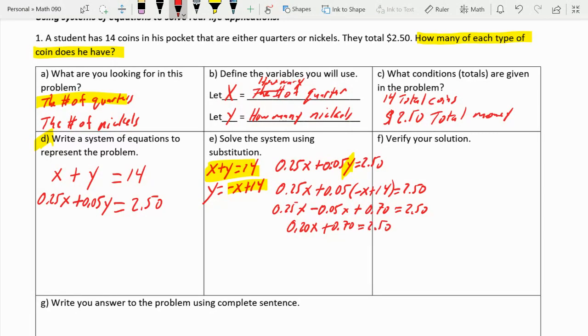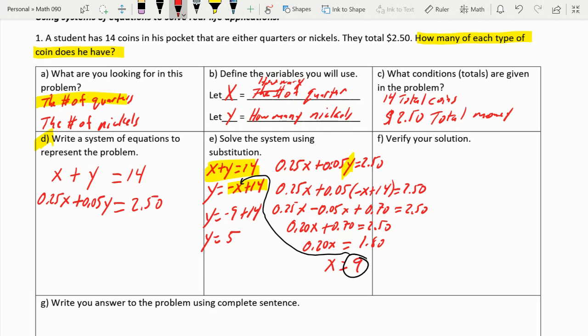Let me subtract that 70 cents from both sides. When I subtract that 70 cents, I end up with equals $1.80. Divide both sides by 0.2, x is equal to 9. Now, what do I do with this? Remember, I take this 9 and plug it in for x. So y is equal to negative 9 plus 14. Y is equal to 5.